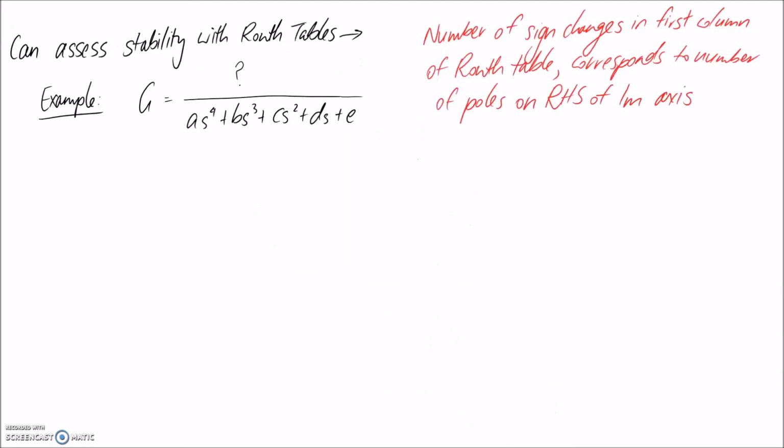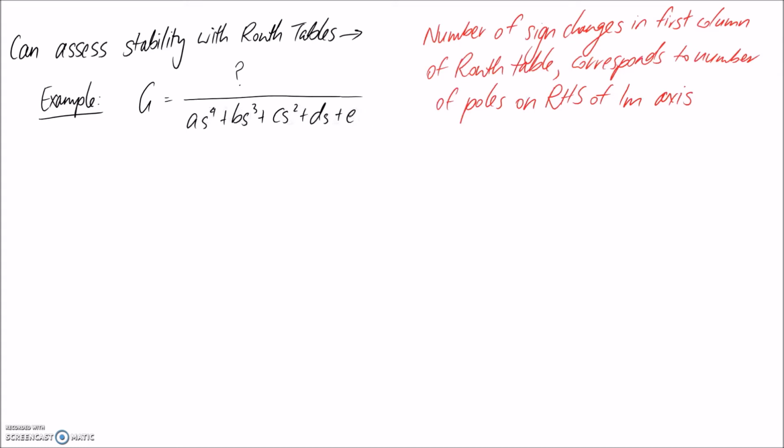Okay. So the other part of this recap is looking at Routh tables, which can be used to assess the stability of a system. I'm going to do this with an example. I've set it out here. G is my transfer function. It doesn't matter what's on the top line, so I've just left it as a question mark. The bottom line is what we're interested in because that's where the poles come from. So I've just set up a generic form here.